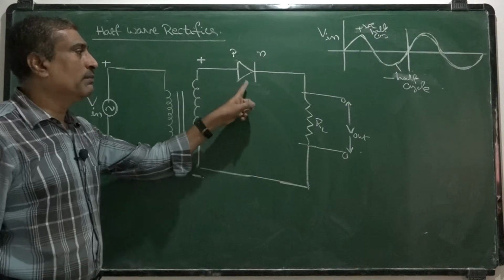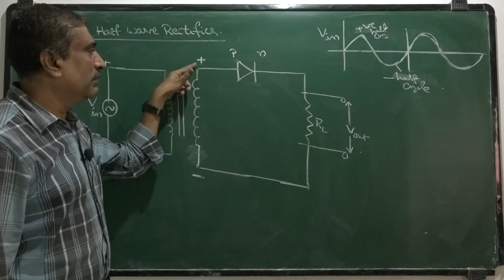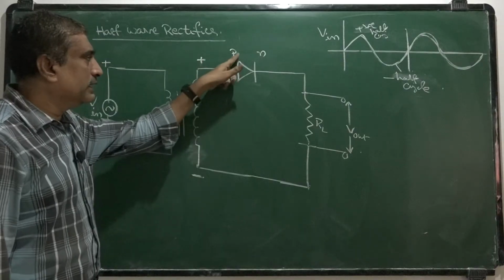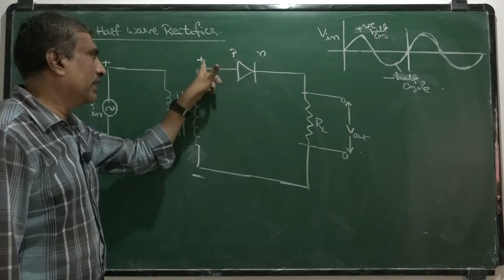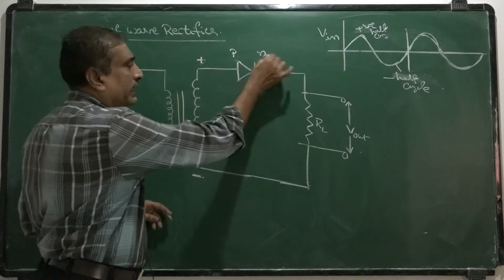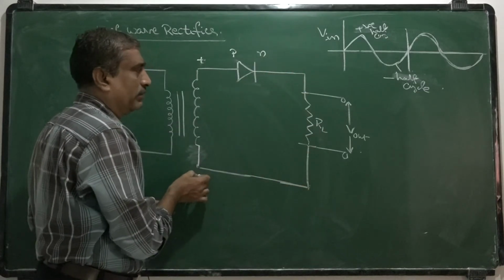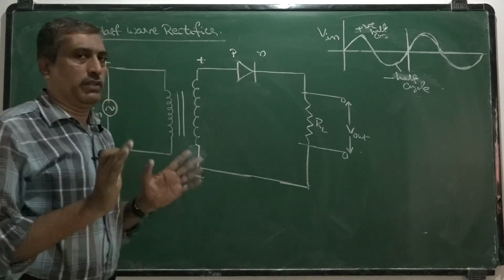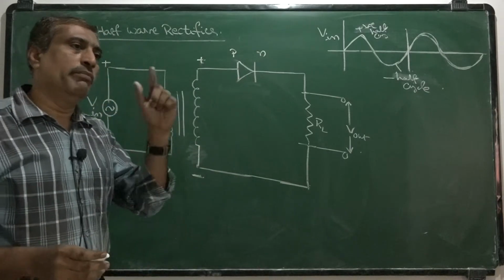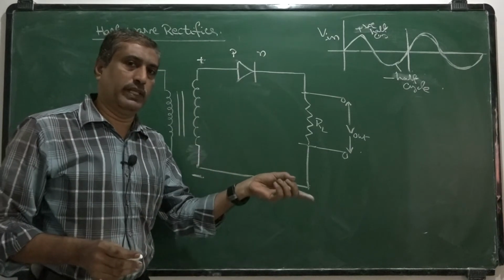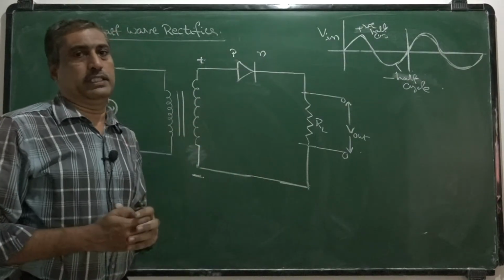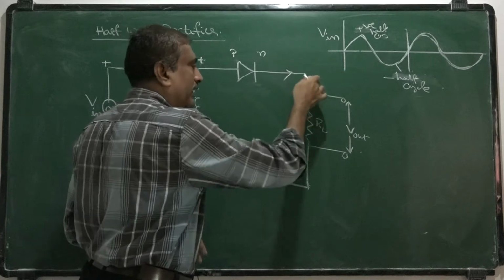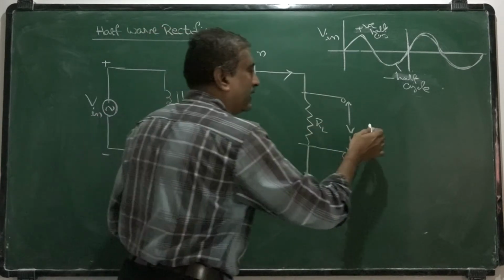Okay. During the positive half cycle, this terminal becomes positive with respect to this terminal, so this P is at higher potential, connected to the positive terminal, and this N is connected to the negative terminal. So this PN junction diode is in forward bias. As you know, when a PN junction diode is in forward bias, current flows through the PN junction. So it allows current to flow like this, and that current flows through this resistance.